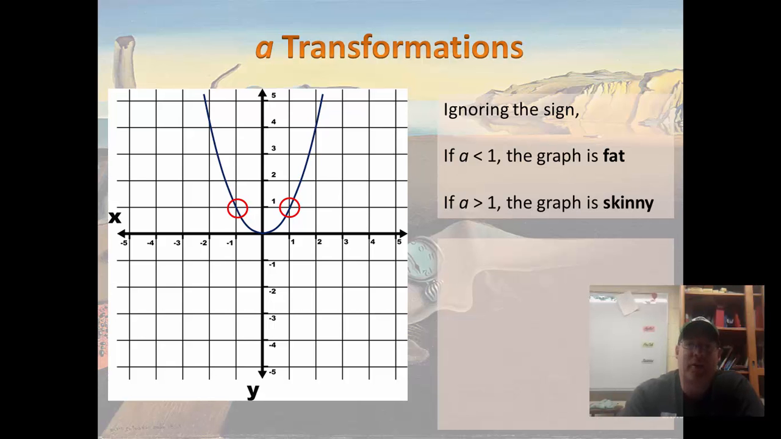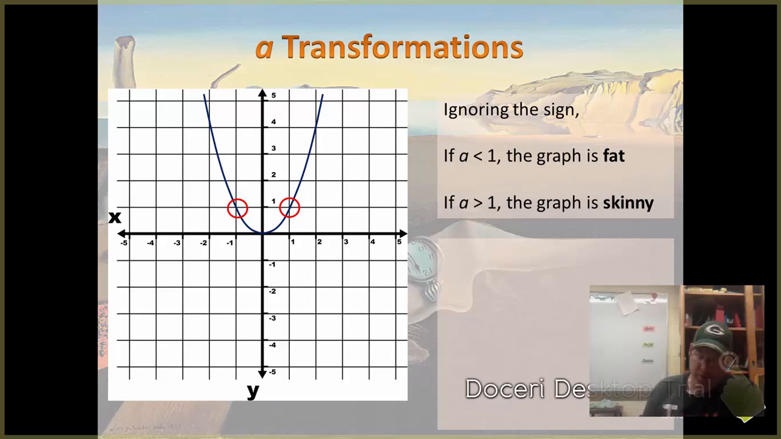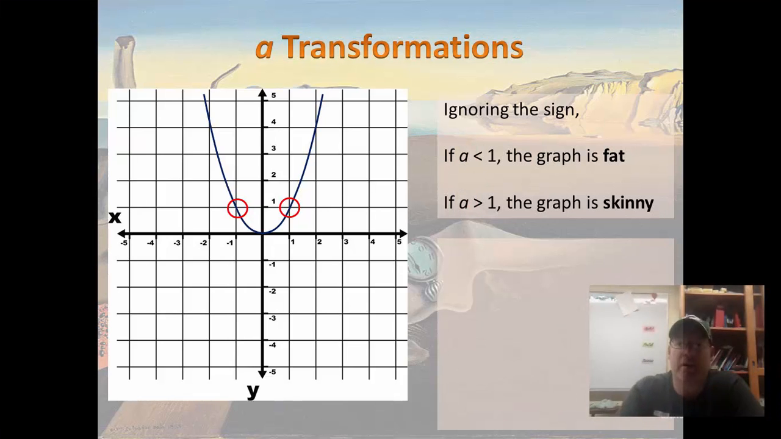If the A value, and I want you to ignore the sign because the sign does something different, so in the book, what they'll do to get around this rule is they'll put absolute values around that, just to let you know that you ignore the sign. If A is less than 1, then the graph is fat, which means it goes outside the 1, 1 points. If A is greater than 1, that means it's skinny.